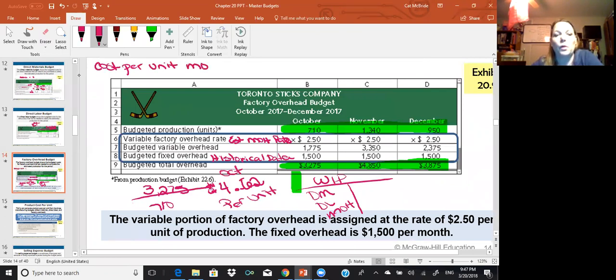If I want to know cost per unit for manufacturing overhead for November, I'm going to take 4,850 divided by 1,340 units. Which is going to equal what?